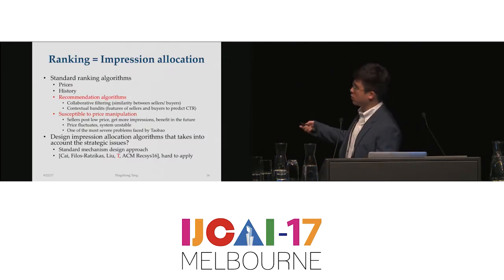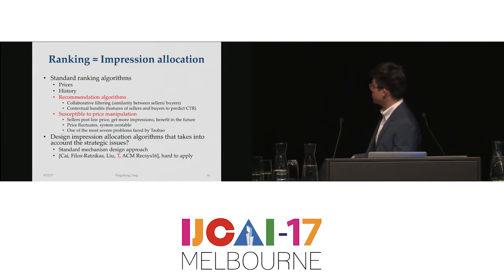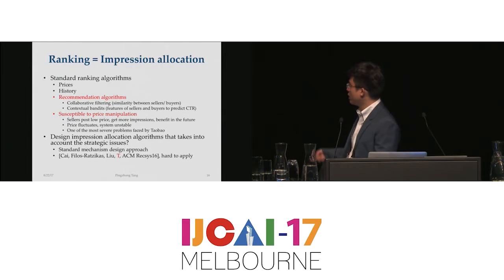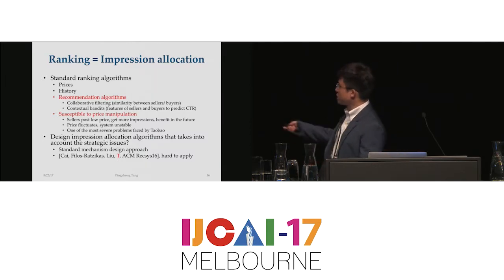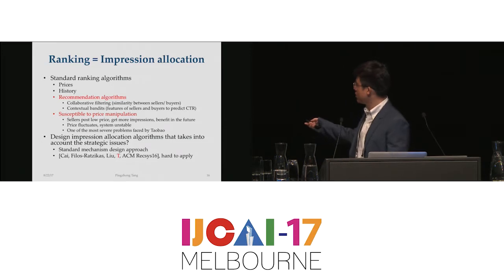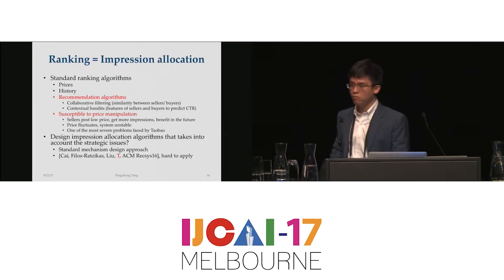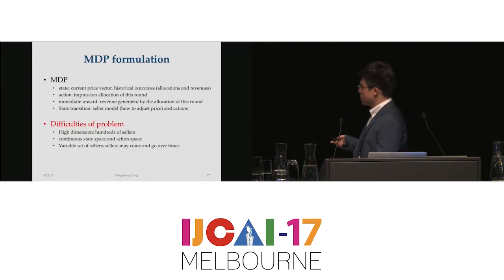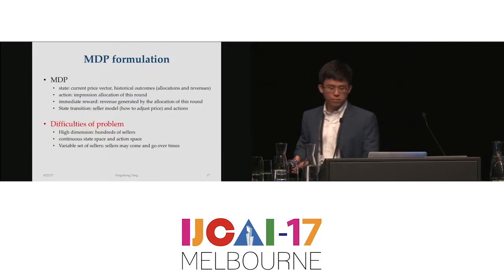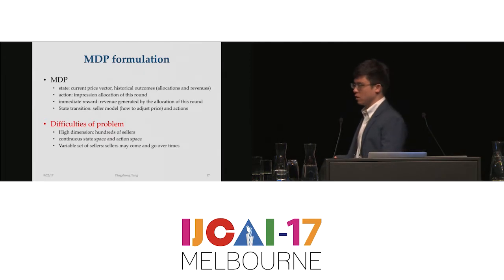This causes the prices of the items to fluctuate and the system to be unstable, and it is widely regarded as one of the most severe problems faced by Taobao. So we have some standard game theory solutions, but we found that they are very difficult to apply. So then we proposed this new solution using an MDP formulation.